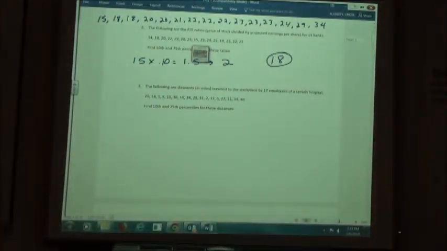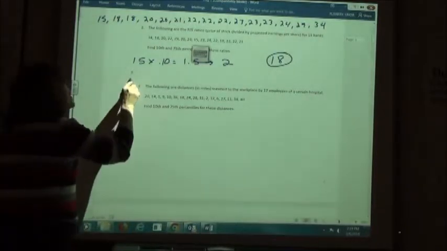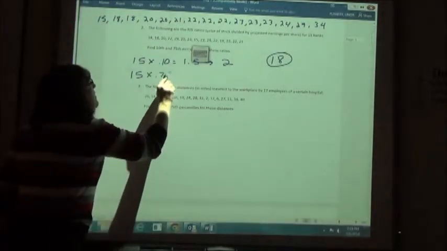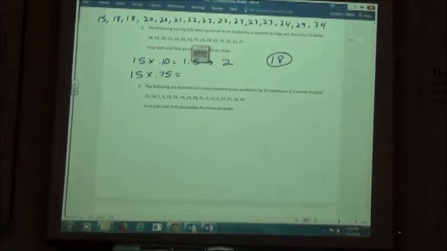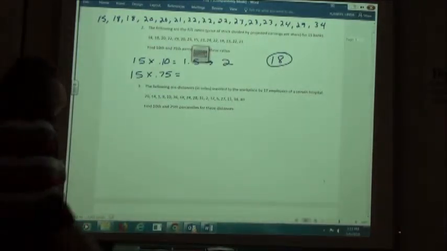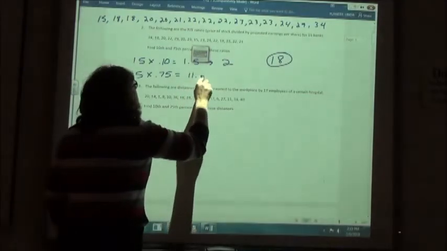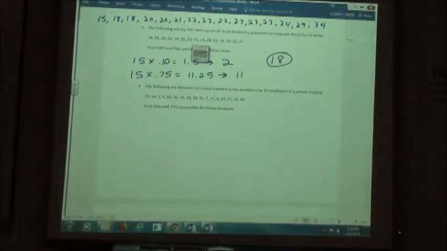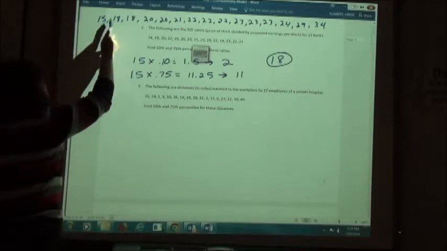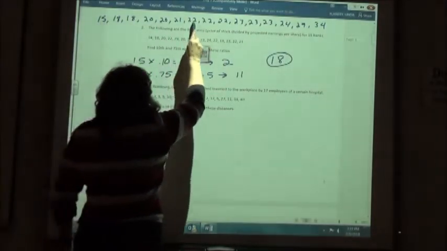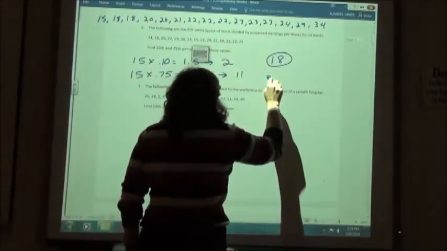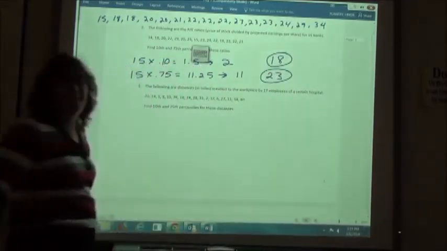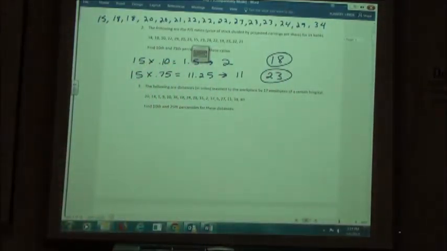The 75th percentile. So again, we have 15 numbers on our list. If I find 75% of 15, I would get 11.25. If I round that off, that's going to round off to 11. So I want to find the 11th one on my list. 1, 2, 3, 4, 5, 6, 7, 8, 9, 10, 11. It looks like 23 is the 11th one on my list, right?